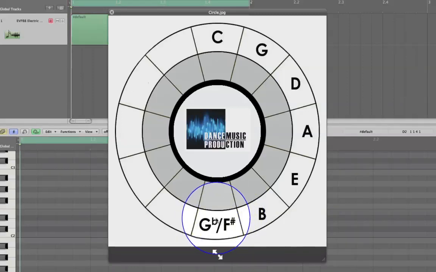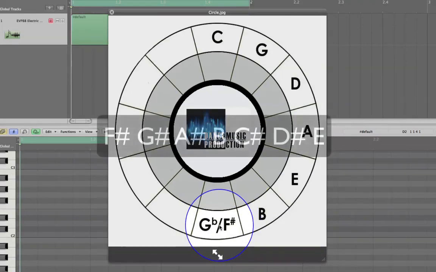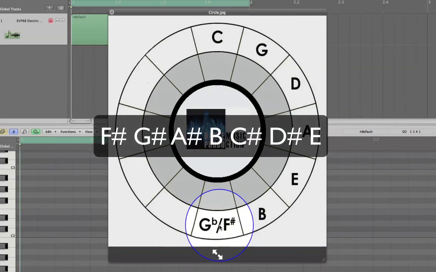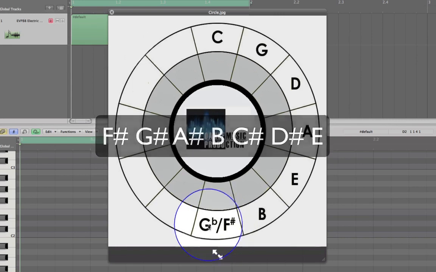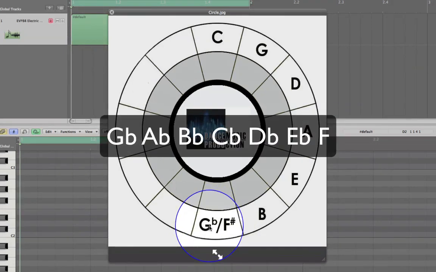We can either write that scale using the sharps, as F sharp major, or we can write it as flats, as G flat major. For example, if we wanted to write this as a sharp, we could write F sharp, G sharp, A sharp, B, C sharp, D sharp, E. Or, alternatively, we could write it in G flat, which would be G flat, A flat, B flat, C flat, D flat, E flat, F.